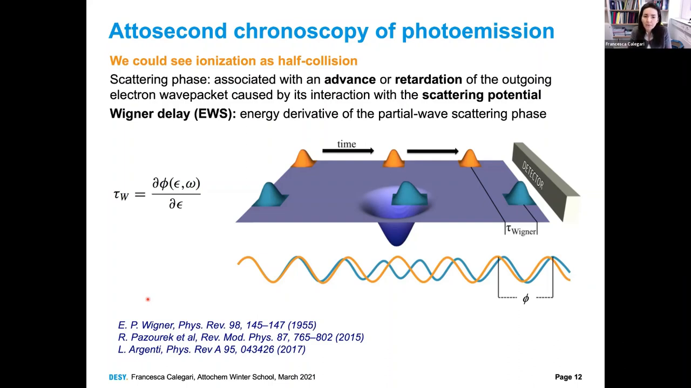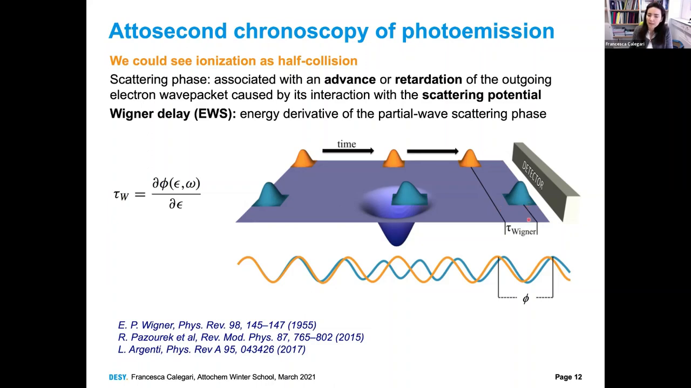The physical process that's happening during photoionization can be schematically seen here in this figure. What's happening is that when the electron wave packet is photoionized, this results in a scattering process on the outgoing electronic wave packet. This outgoing electronic wave packet will interact with the Coulombic potential. It will be scattered by this Coulombic potential, and this will result in a phase induced on your electron wave packet. Here you see in this sketch a wave packet which is just propagating in time without scattering versus an electron wave packet which is scattering with a Coulombic potential.